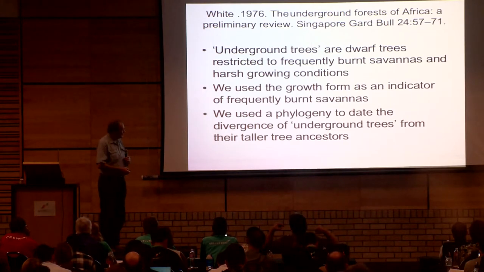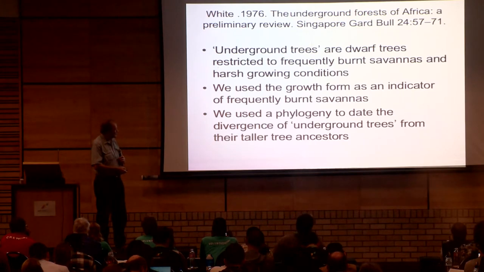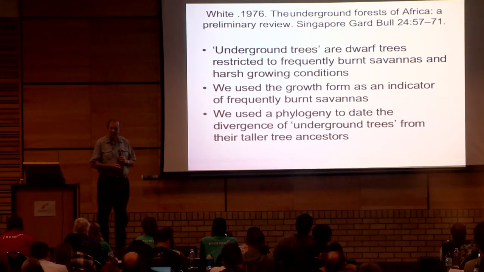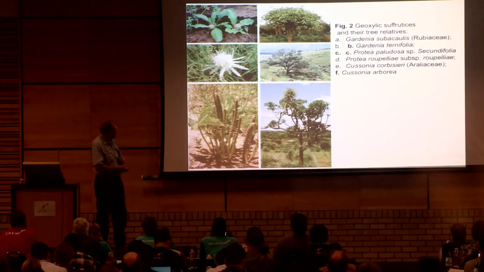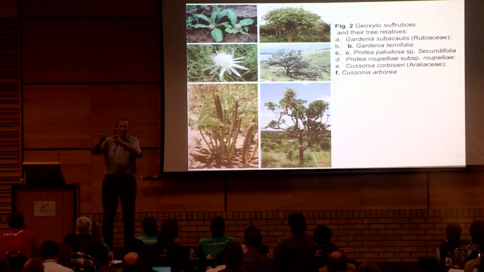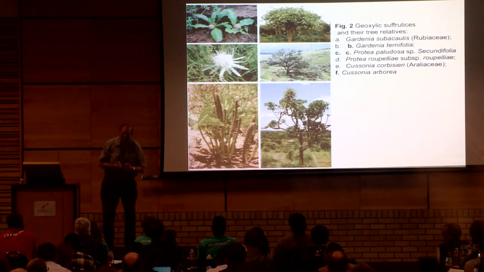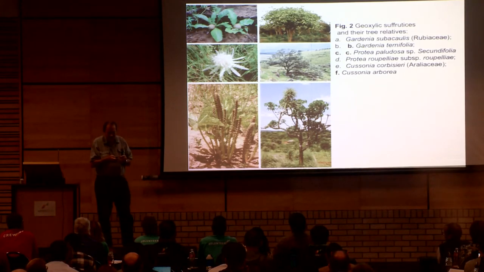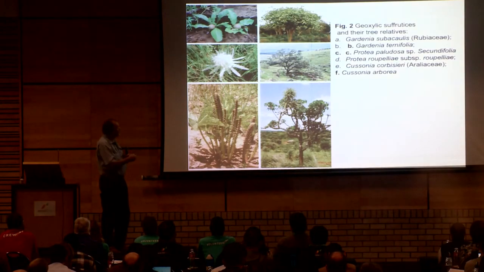So we used a phylogeny based on barcoding DNA to date the divergence of underground trees from their taller tree sister taxa. This is what these things look like. This is Gardenia and the Rubiaceae. This is a normal tree, and that's an underground tree. So you imagine the stem of a tree, just pull it down until just the tips of the leaves are sticking above the soil, and you get something that looks like that.